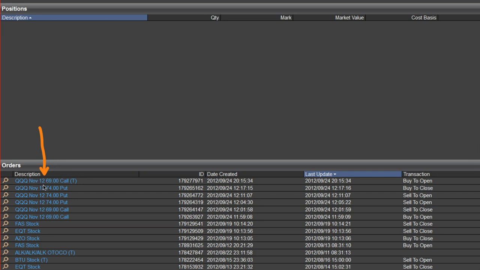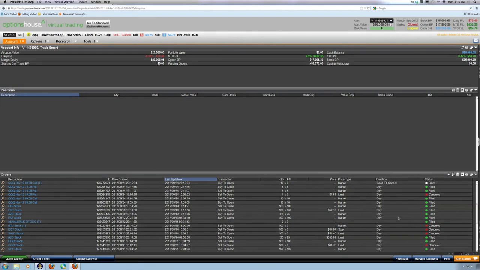Here you go. The QQQ November 12, 69 call. You see the T? That means it's a trigger. It's not been triggered yet. It's just sitting down here waiting to go. We could cancel it if we wanted to. Status is open. We just placed an order. Okay? What do you guys think?